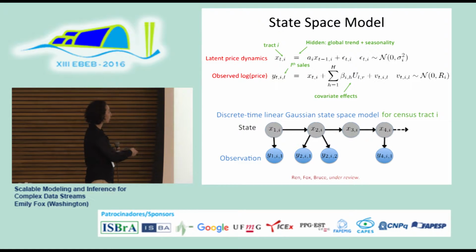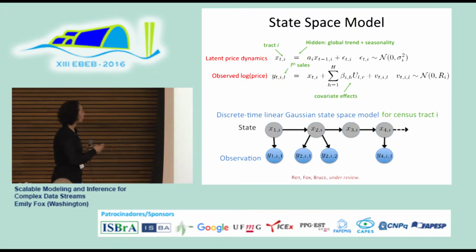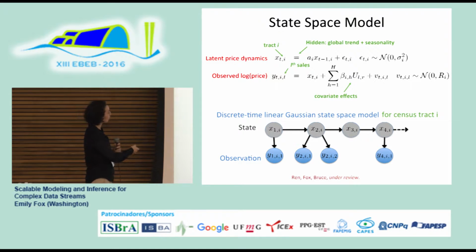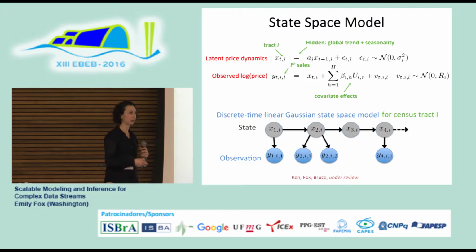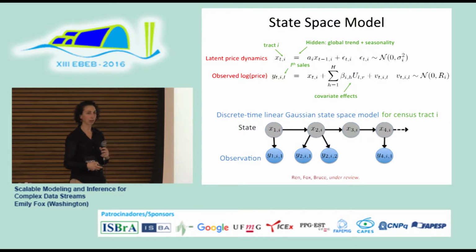So let's dig into the model where for each census tract i, we're going to assume that there's some underlying linear Gaussian state space model describing the evolution of the price dynamics. So x is going to be our latent price in census tract i. This is just a standard autoregressive evolution. And then the nth house sale in census tract i at time t, really the log price, is just going to be a noisy version of the value in that census tract corrected by house level covariates.